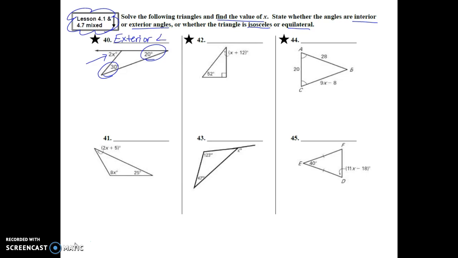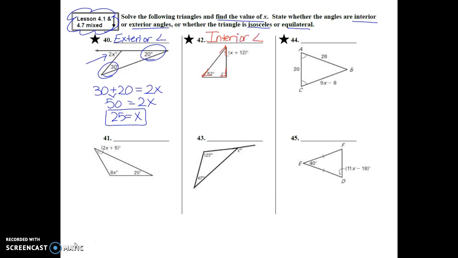For question 40, I notice that this 2x is outside the triangle, and that is where you add these two angles together. So I'm going to note that that's an exterior angle problem, and I know that when I add 30 plus 20, that should equal 2x. 30 and 20 is 50 equals 2x. Dividing by 2, x equals 25. When I move on to question 42, I notice that all of the angles are inside the triangle.